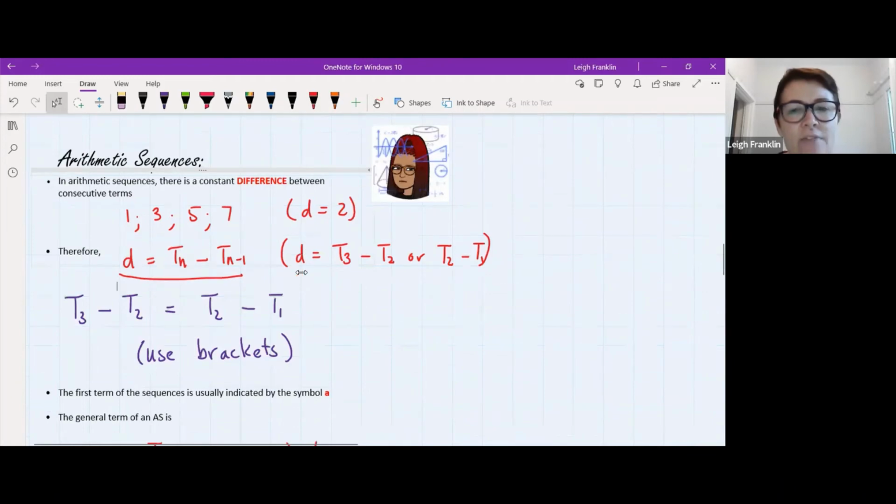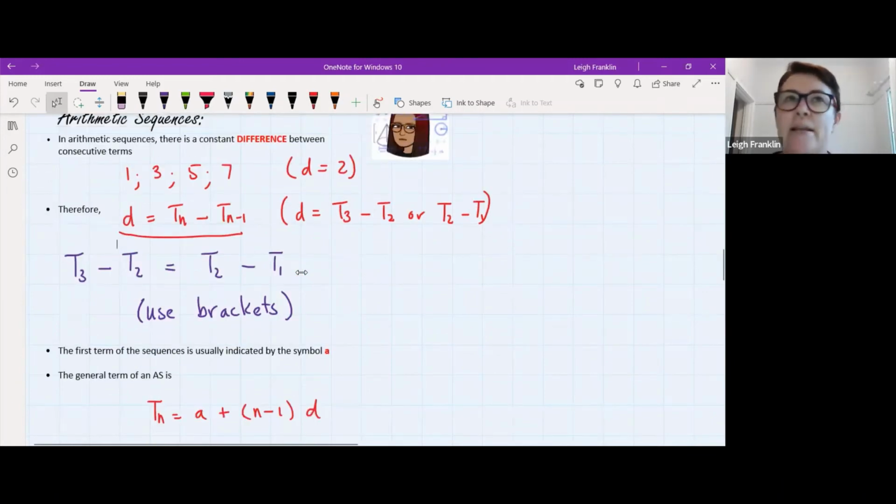If we have an unknown letter in our pattern and they want us to solve for that unknown letter, we've got to use this concept. So term 3 minus term 2 is term 2 minus term 1. Don't forget that you need to put, especially these ones over here, in brackets so that we remember to change the signs. We've got an example that we're going to look at. All right, so this is our constant difference.